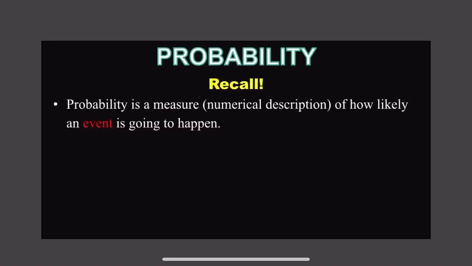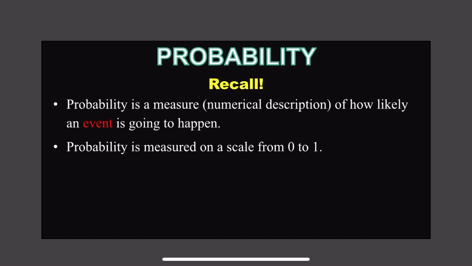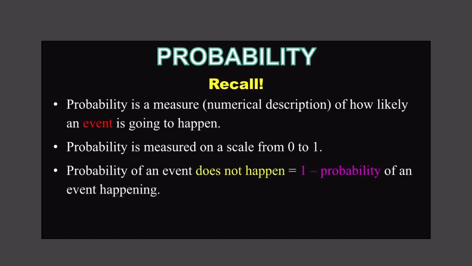Probability is a measure of how likely an event is going to happen. It is measured on a scale from 0 to 1. And the probability of an event not happening can be calculated by subtracting the probability of the event happening from 1.